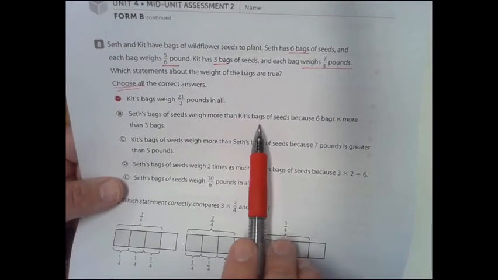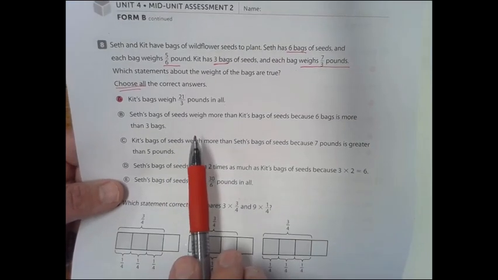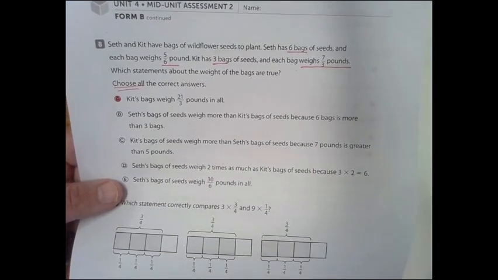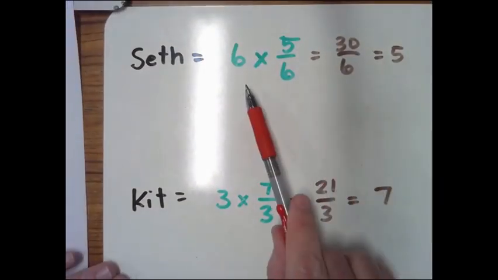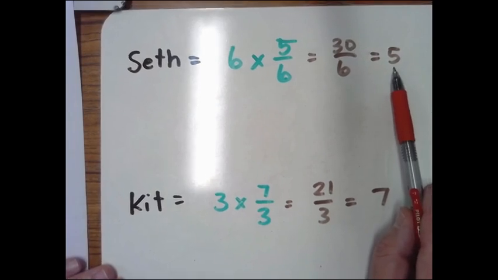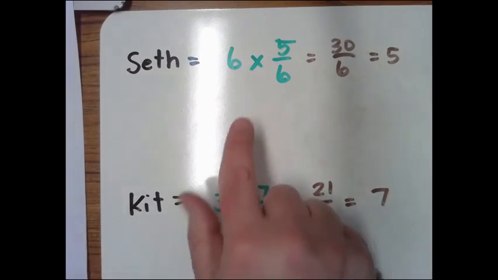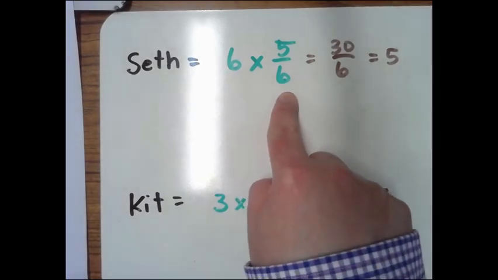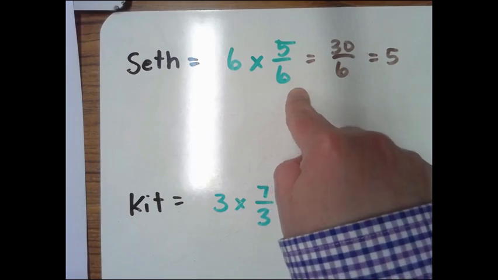Let's talk about B. Seth's bags weigh more than Kit's bags of seeds because 6 bags is more than 3 bags. Well, that kind of makes sense, right? 6 bags would weigh more, but if we look at it carefully, no, it doesn't, right? Because Seth's bags only weighed 5 pounds and Kit's bags weigh 7 pounds. And if we think about it a little deeper, Seth's bags weren't a full pound because his bags were like 5/6 of a pound.